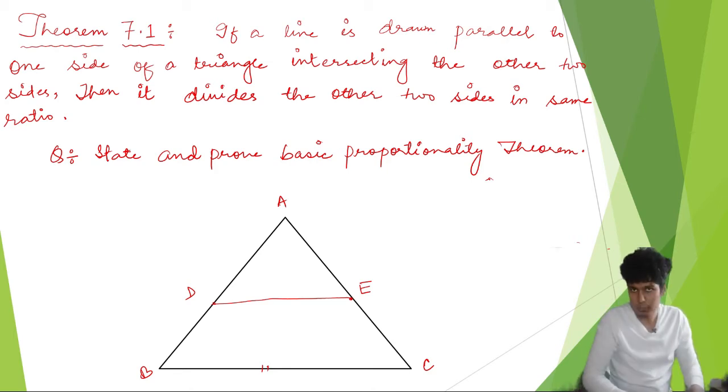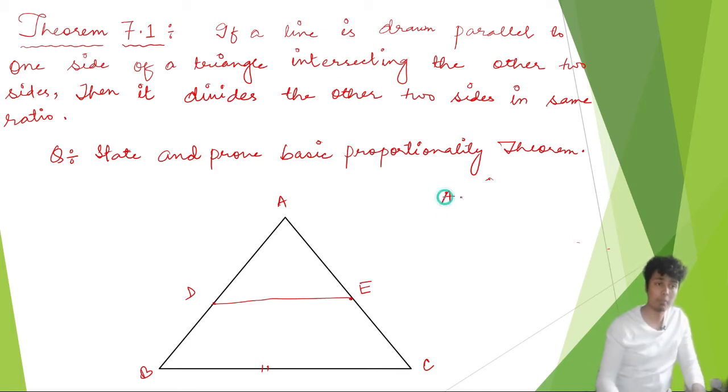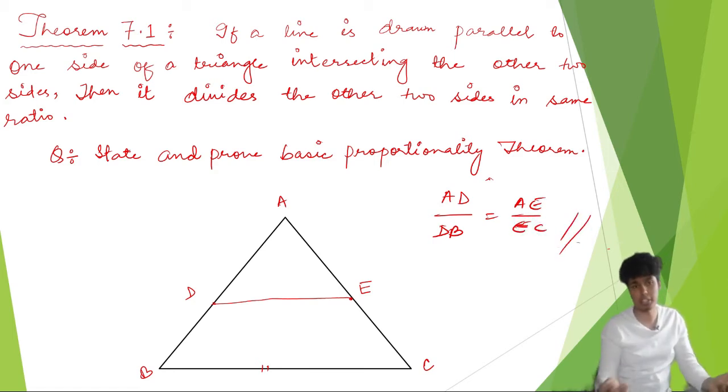Now let us solve the question. The question says, we know these things. Now what does it say? Then it divides the other two sides in the same ratio. If DE is drawn parallel to BC and DE is intersecting AB and AC, then the ratio AD by DB will be equal to AE by EC. This is the question. So let us solve.